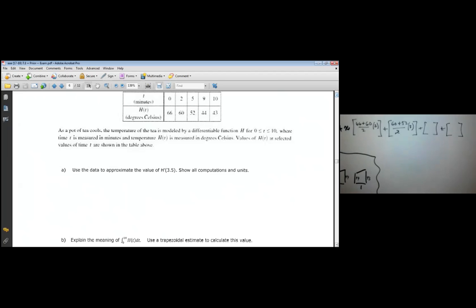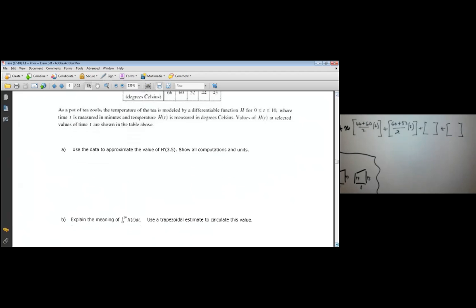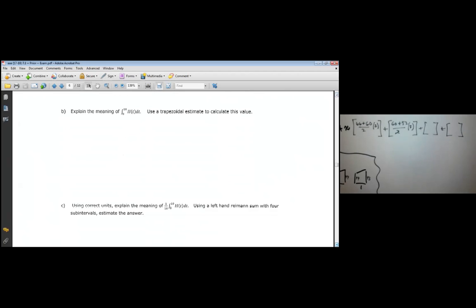Everybody's good? Okay, Riemann sums, free response. That's how we're answering. Part C. Using correct units, explain the meaning. What is the meaning of that fraction out front? Somebody. Isn't it average value? Yep, average value.